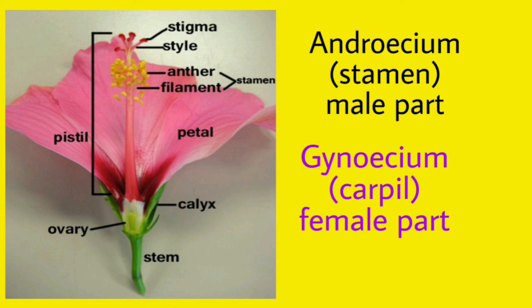Gynoecium. This is the female reproductive part of the flower. This is made up of carpels. A carpel consists of stigma, style and ovary. So this was all about the flower, and a vertical section of a hibiscus flower is shown in the diagram.